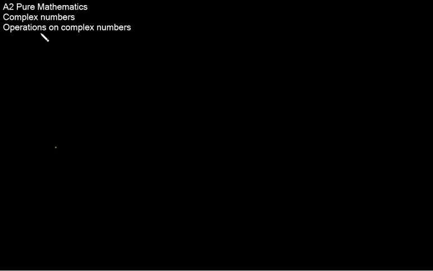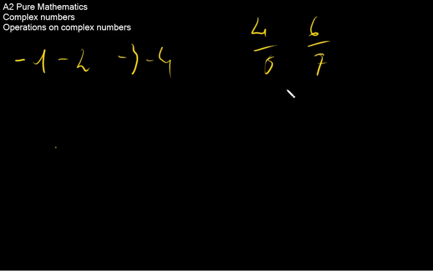Now you should be very familiar with the ideas of numbers. So we begin with the idea of natural numbers, which are numbers such as 1, 2, 3, 4, etc. And then we also have integers, which also include the negative values of these. And then we move on to rational numbers, which are basically fractions, say 4 over 5 or 6 over 7. And then we move on to irrational numbers such as the square root of 2 and the square root of 5.